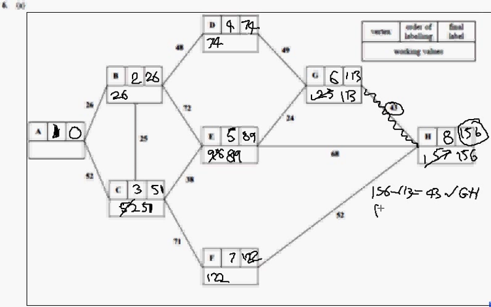Okay, 113 minus 74, that's equal to 39. So D to G is not on the shortest path because we need it to be equal to 49. Okay, so it's probably going to be this one. Let's try it. 113 minus 89.